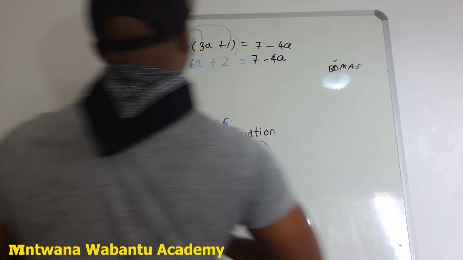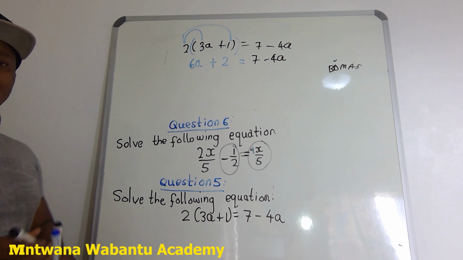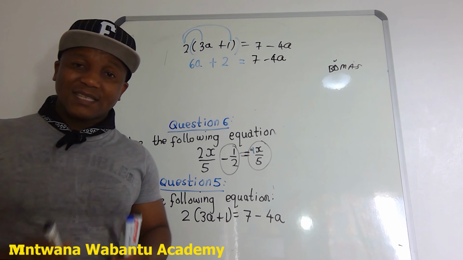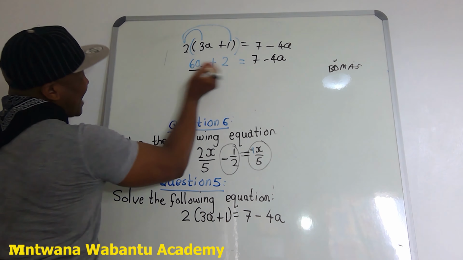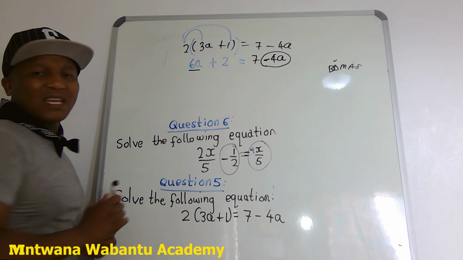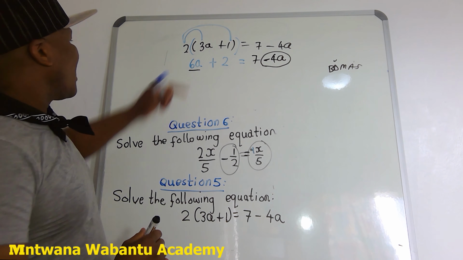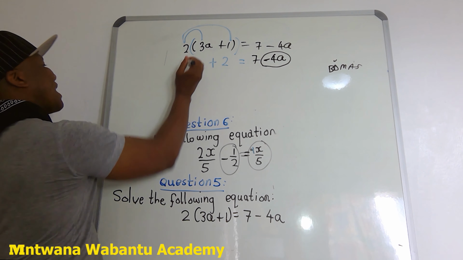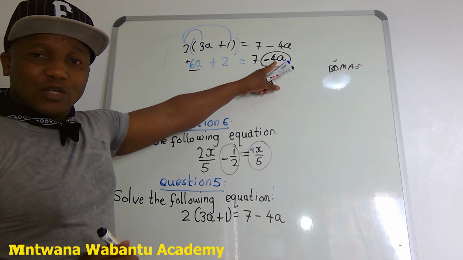Always start with the bracket. Now we go. In this case, we have to put together all like terms. See this one? 6a. And this is negative 4a. You see what I'm taking? When I take a number, I take it with its sign. If there's no sign, it's like a positive. So this should come over.